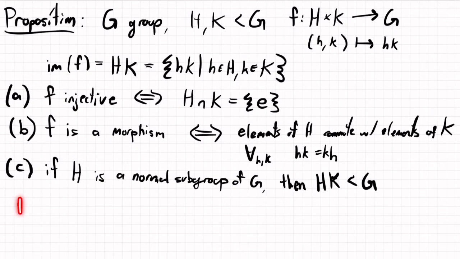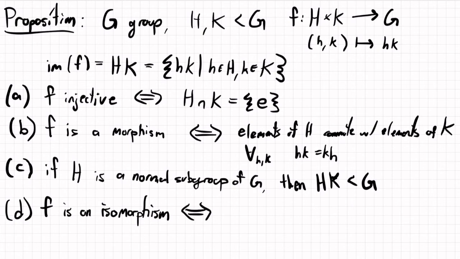And finally, maybe the most important one, putting it all together, is that F is an isomorphism if and only if, and then we have to have a couple of things. We have to have, number one, part A holds, right? H intersect K equals the identity.